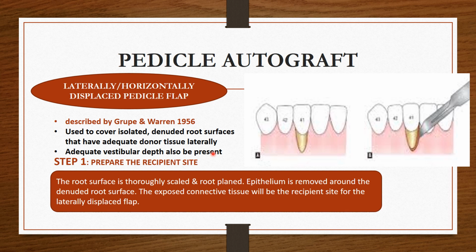The first step is to prepare the recipient site. In the same way, the root surface has to be thoroughly scaled and root planed. Then the epithelium is removed around the denuded root surfaces. The exposed connective tissue will be the recipient site for the laterally displaced flap. So we will be removing just the epithelium. The connective tissue bed will be the area to receive the laterally displaced flap.